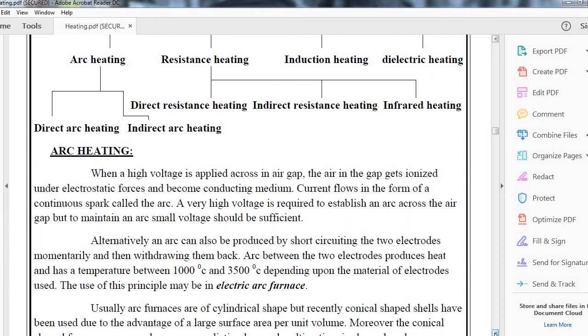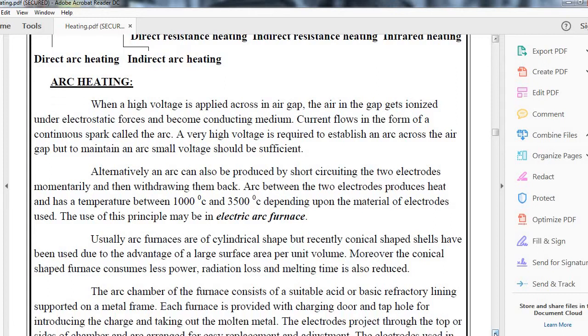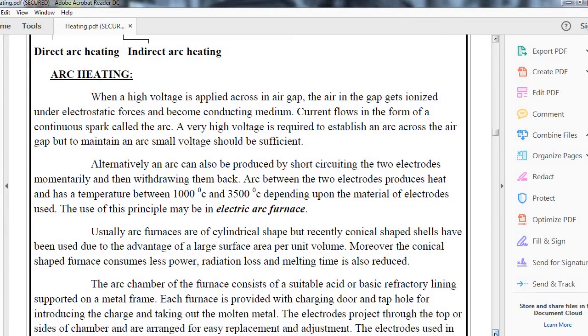This principle is used in the electric arc furnace. Usually the furnace is of cylindrical shape, but recently conical shape has been used due to the advantage of large surface area per unit volume. Moreover, the conical form consumes less power and has reduced radiation loss and melting time. Thus, the arc chamber of the furnace consists of suitable acid or basic refractory lining supported on the metal frame.